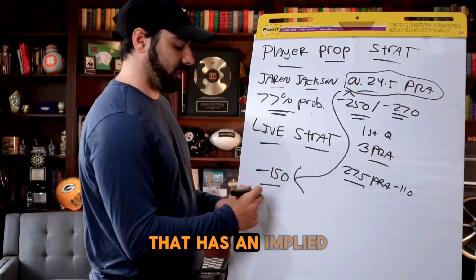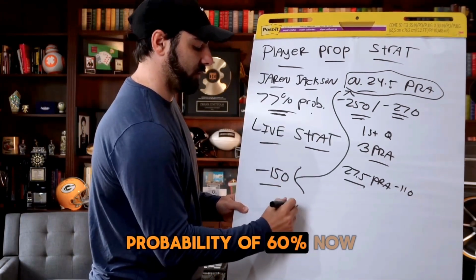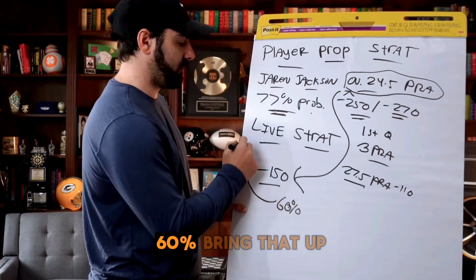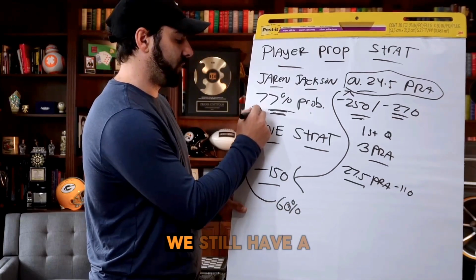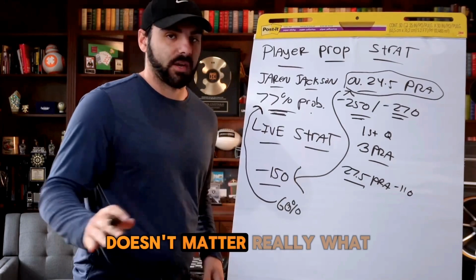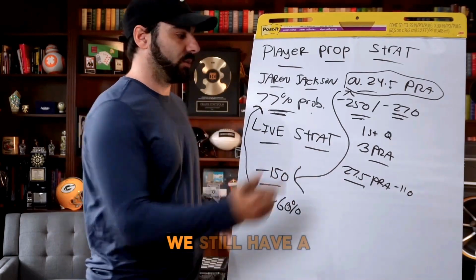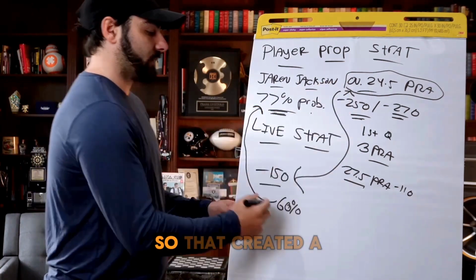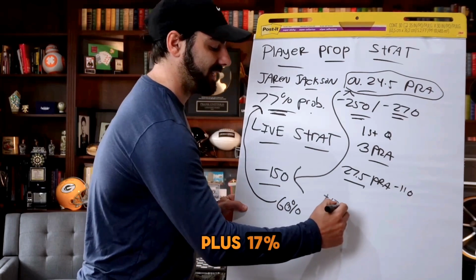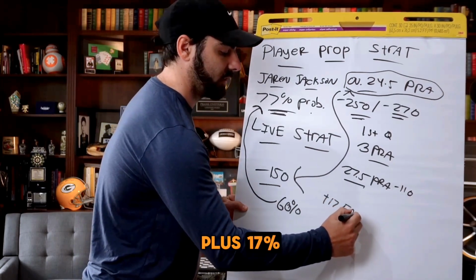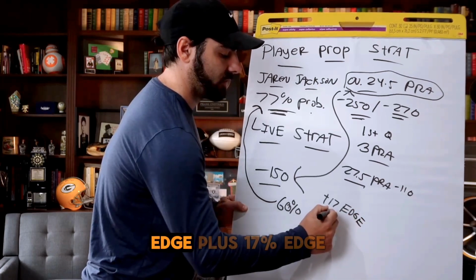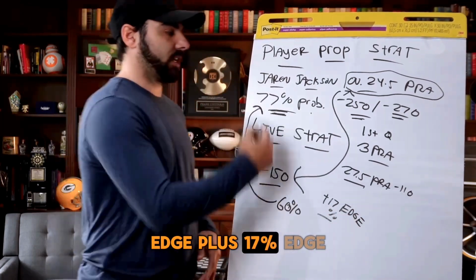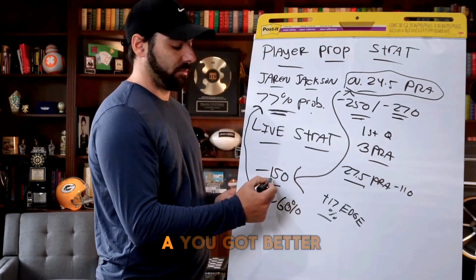That has an implied probability of 60%. Now, bring that up here, we still have a probability. It doesn't matter really what happened in the first quarter, we still have a 77% probability for the entire game for him to get over that number. So that created a plus 17% edge, plus 17% edge live, and you got better odds.